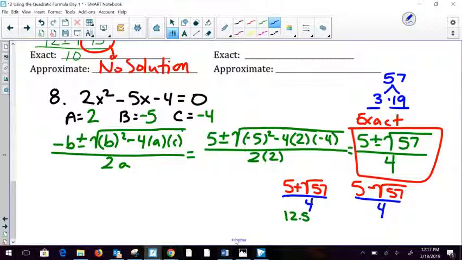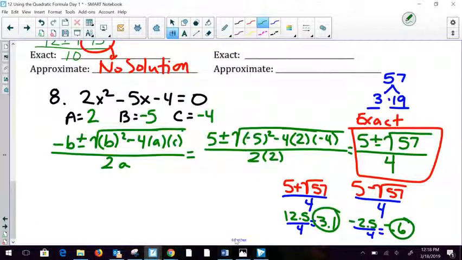Now I can go through and divide that by 4. So my first solution is 3.1. I'm going to do the same thing for the other one. Make sure you're trying it in your calculator as well so you don't end up confusing your numbers. So now I'm going to do 5 minus the square root of 57. Yes, I get negative 2.5. Now I can divide that number by 4 and I get, good, you get negative 0.6. These two answers are my approximate answers.